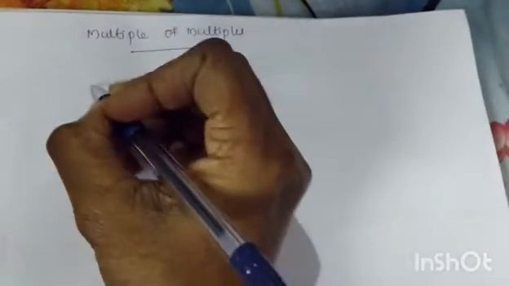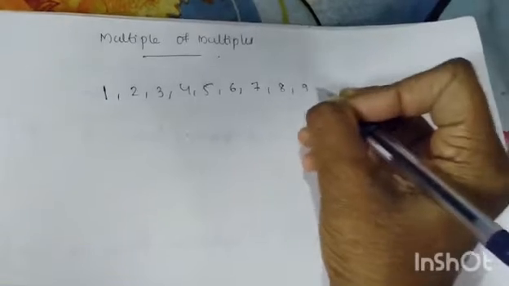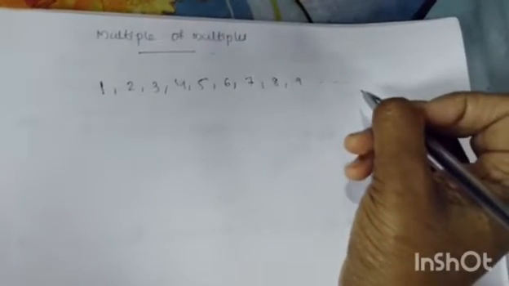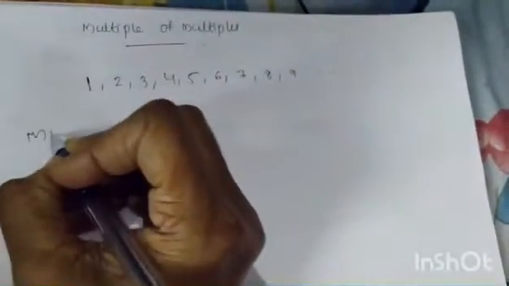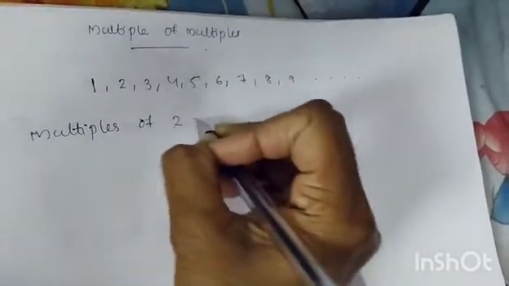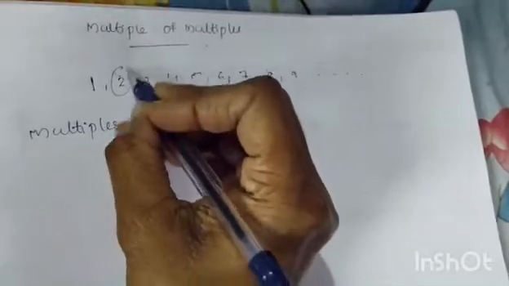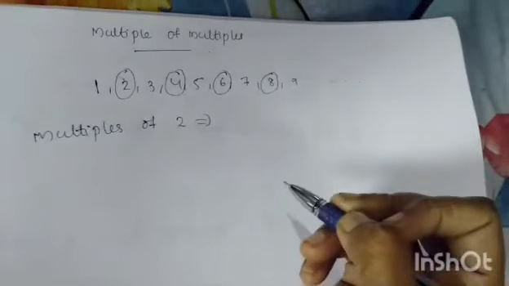Next we are discussing the section Multiples of Multiples. If we write all natural numbers 1, 2, 3, 4, 5, 6, 7, 8, 9, continuing like this. Next we are drawing a circle around the numbers that are multiples of 2. First we write the natural numbers, then circle the multiples of 2 here: 2, 4, 6, 8.